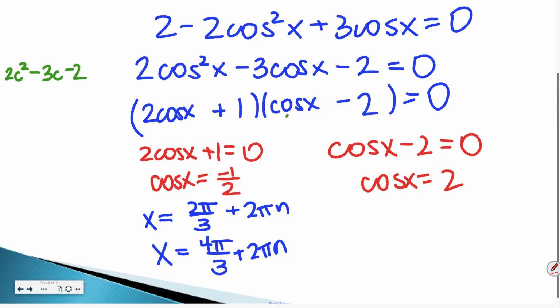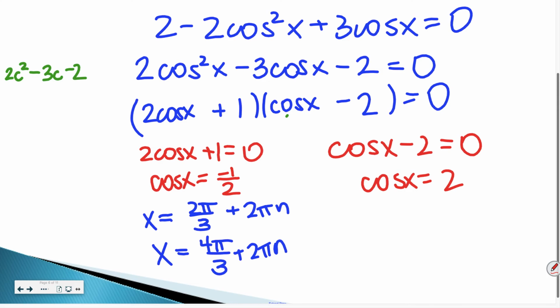Alright. Our other factor gives us the cosine of x minus 2 equals 0, or the cosine of x equals 2. Where does that happen? We have some strange looks on faces. What?